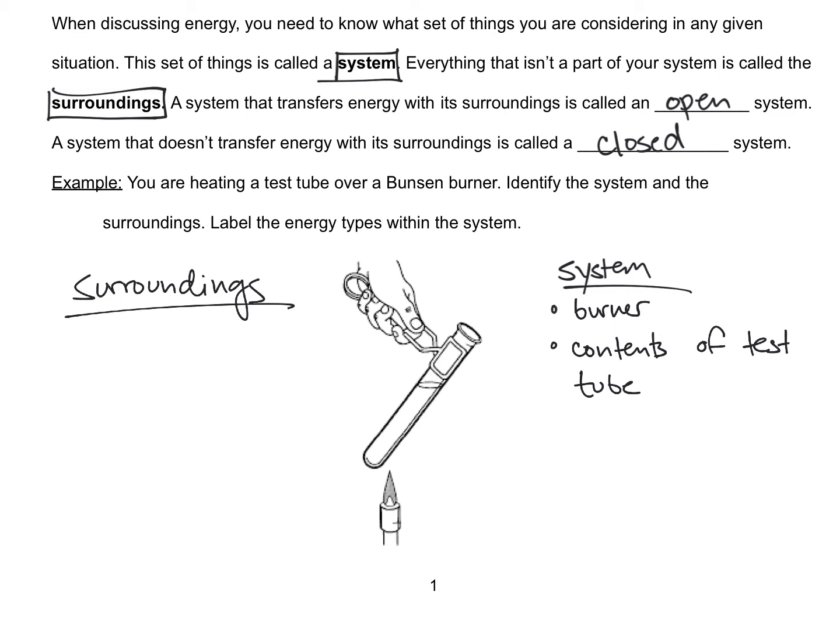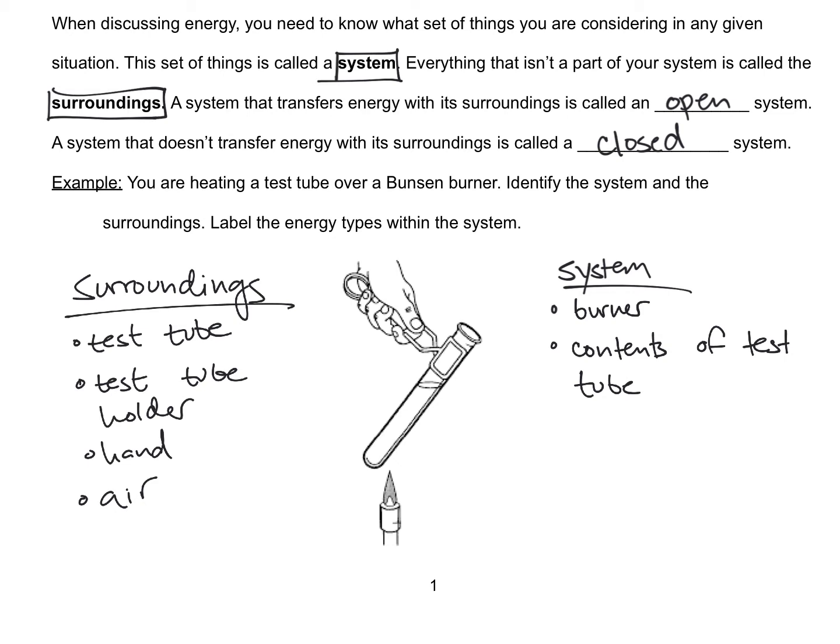So some things that are in our surroundings are like the test tube. It's holding our liquid, but we don't care if the test tube is heating up or not. There's also the test tube holder. There's the hand. And since this is probably on Earth rather than in space, there's also going to be some air surrounding all of these things. So our system, the stuff that we care about, would be the burner, and the stuff that's inside the test tube. The surroundings is everything else.